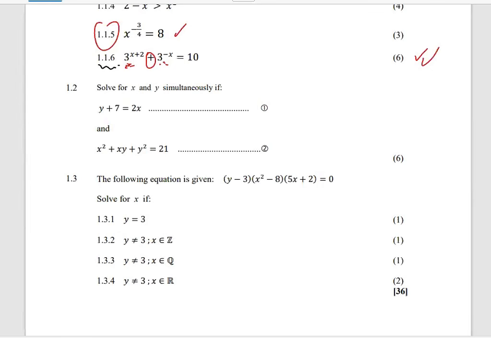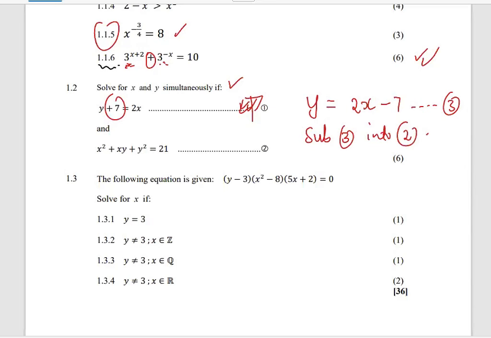Okay. Then 1.2. Solve x and y simultaneously if and only if y plus 7 is 2x and then x squared and that is that. So from equation 1, because I've already labelled it for us, let's make y the subject. So y is going to be 2x minus 7. That is equation number 3. Then we need to substitute equation 3 into equation number 2. So where there is y, we're going to replace it with a 2x minus 7.